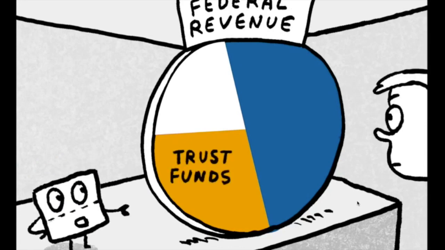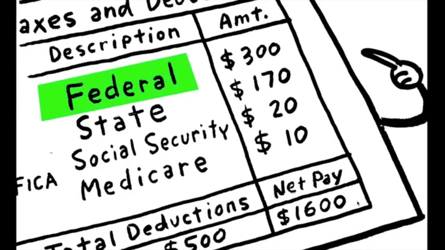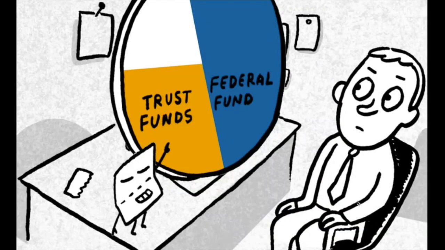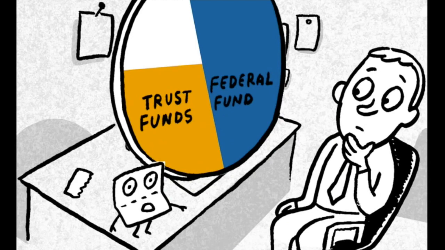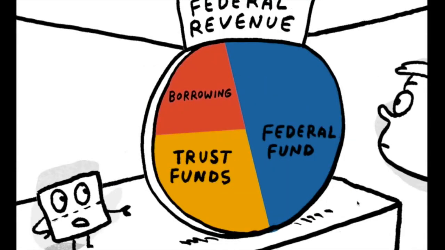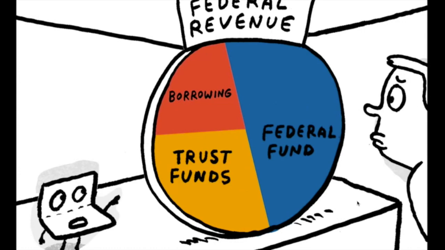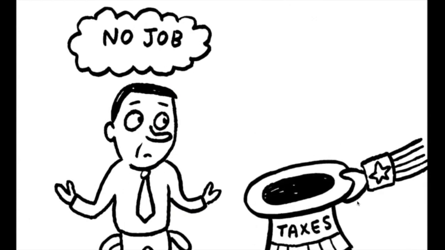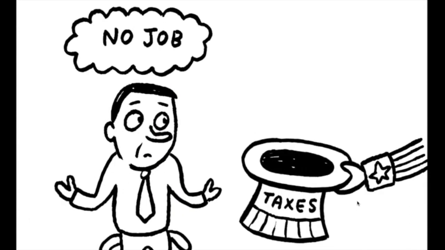Now, let's look at your federal income taxes. They go into a much larger pot of money called the federal fund. Between your FICA taxes and income taxes, folks like you are the government's main bill payers. Now let's talk about borrowing. When the government spends more than it takes in, it has to borrow. Borrowing, the deficit, is larger when the economy is bad. More people are unemployed and paying fewer taxes, and there's more need for government services.